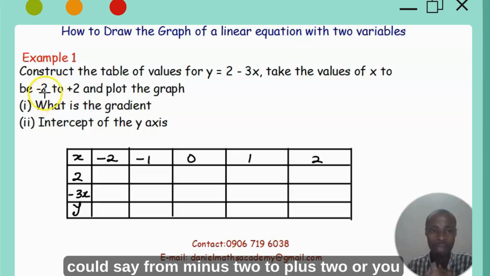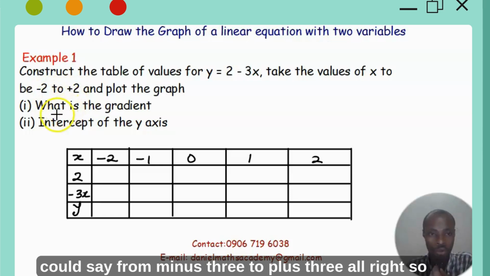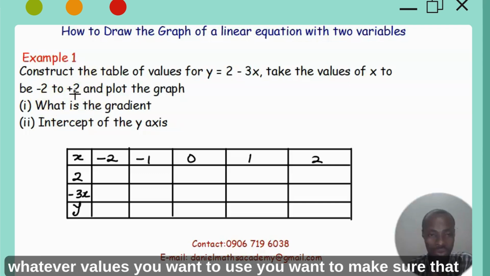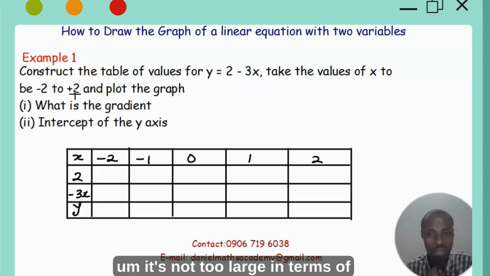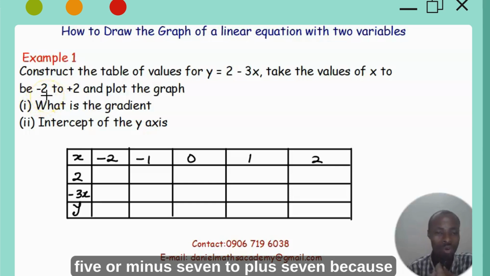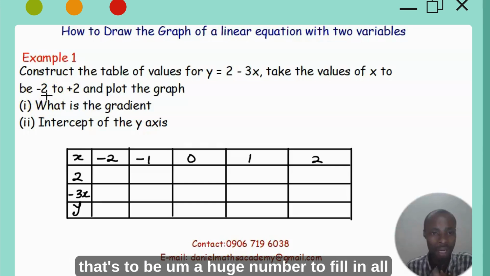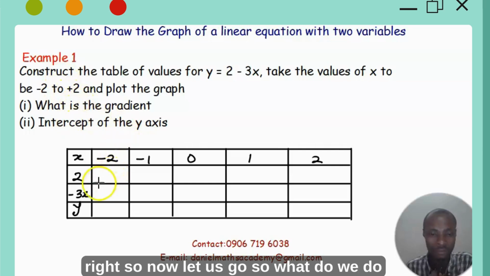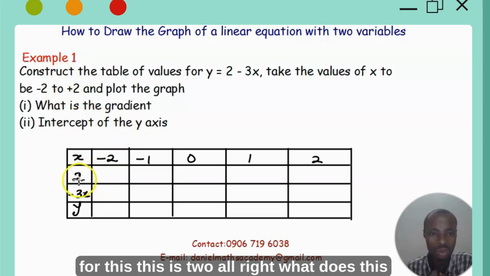So you could say from -2 to +2, or you could say from -3 to +3. Whatever values you want to use, make sure that it's not too large in terms of numbering. You wouldn't want to go -5 or -7 to +7, because that's going to be a huge number to fill in. All right, so now let us go. So what do we do for this?